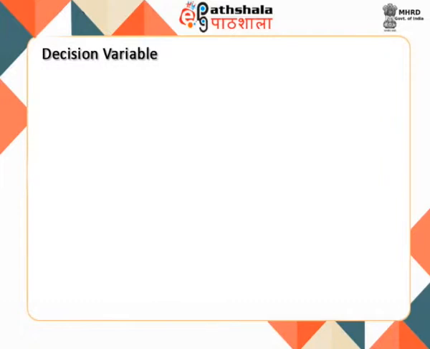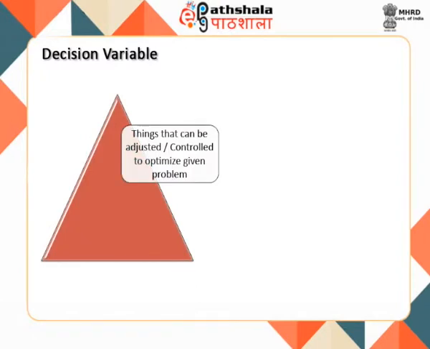Decision variables are most commonly known as variables. Variables generally denote those things which can be adjusted or controlled to optimize the given problem. The objective of linear programming is to find out the value of decision variables in such a way that it either maximizes or minimizes the value of the objective function.